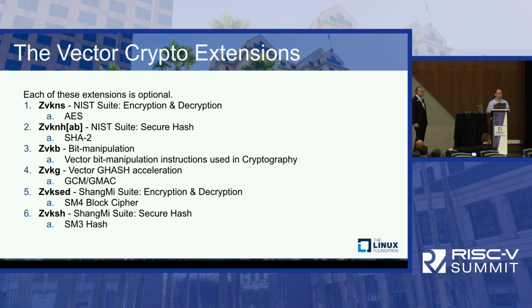And then the last two are for the Chinese cryptographic standards, the Shangmi instructions. So there's the SM4 block cipher, in some ways similar to AES, but has enough differences as well. One of the differences is the encryption and decryption is the same. Whereas with AES, you actually have to swap the order of some of the operations. And then ZVKSH, the Shangmi suite, secure hash, includes 2 instructions to accelerate the SM3 hash.